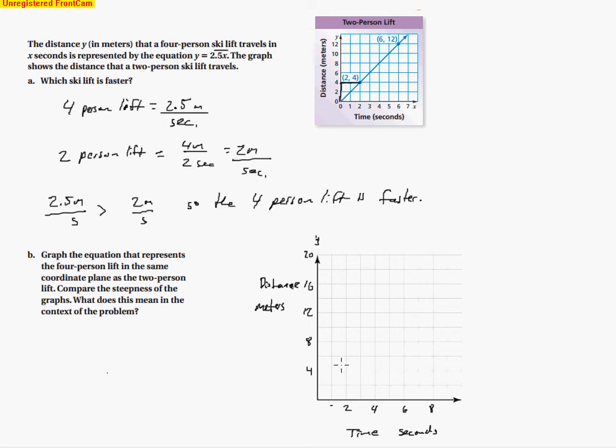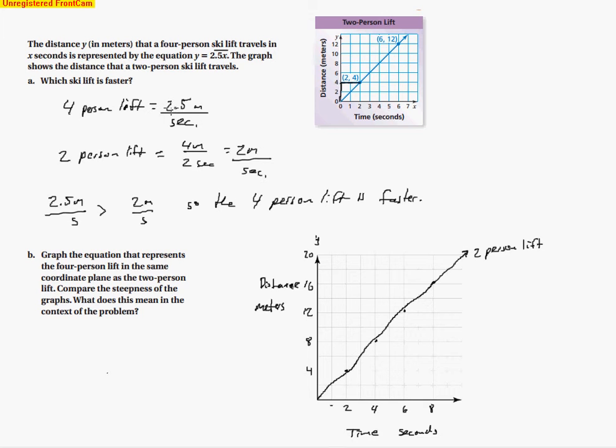So now I've got that labeled, and I can just follow what the graph here shows for the two-person lift. It's just going up 4 and over 2 each time, so you can see that it looks like this, and it just matches that one. And along that, let's label that. This is the two-person lift. We need to label which graph is which when we're doing these, otherwise the reader would have a hard time following along. Then we look at the next one.